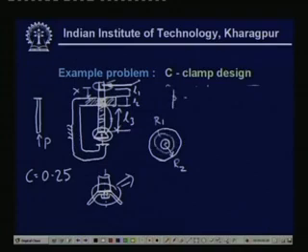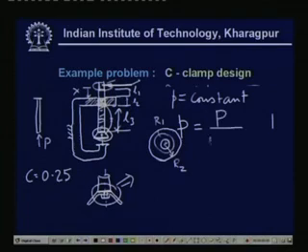Therefore, we have P, which is a constant. How to get the value of this constant? This comes from P equal to the total force divided by the area, that is pi times (R2 square minus R1 square).